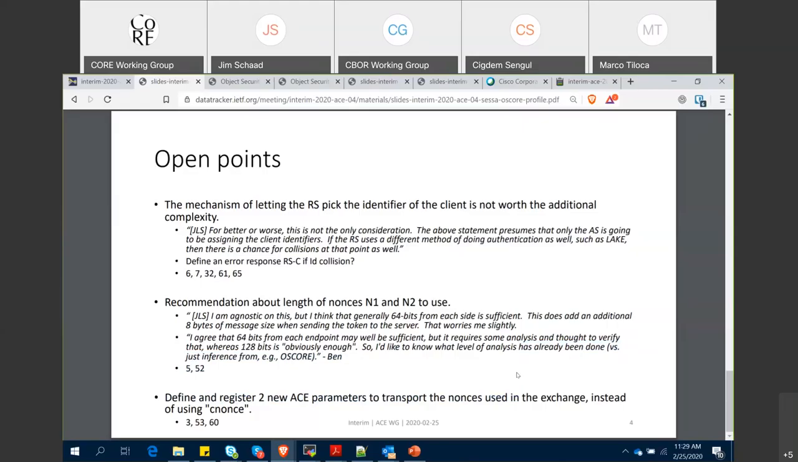And then the last point is, Ben did not want us to use CNONs, and he wants us to register two new ACE parameters to transport the nonces. And since this was a decision that was taken in the working group during a meeting, I just wanted to check that the working group is fine with doing this change. I don't have a strong opinion. I don't care, but yeah. If I don't hear objection, I will just do the change.